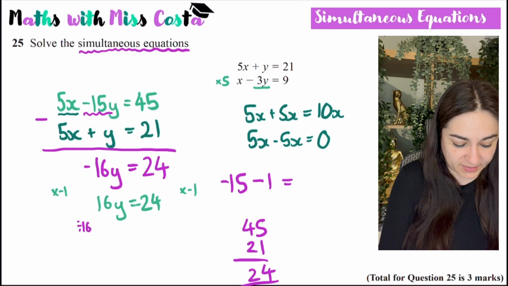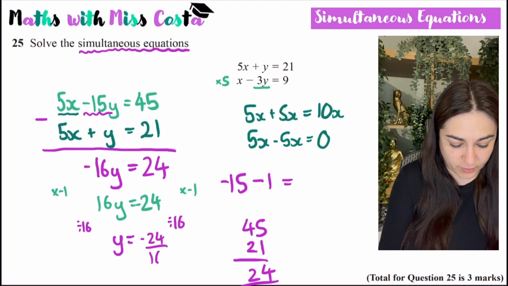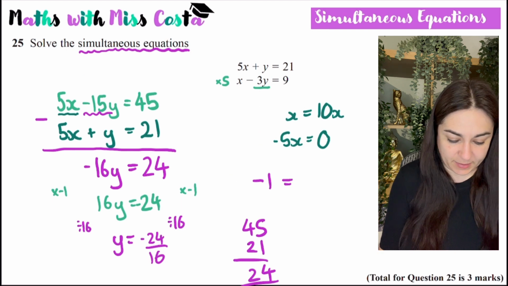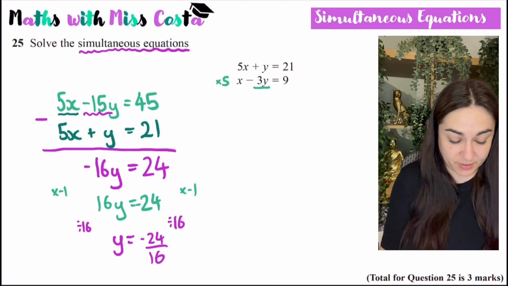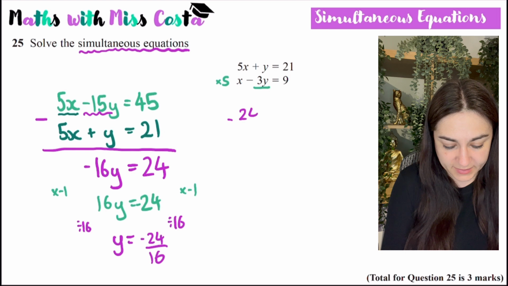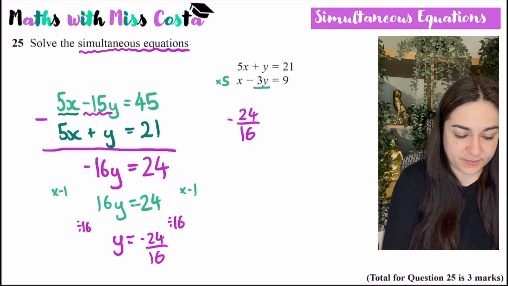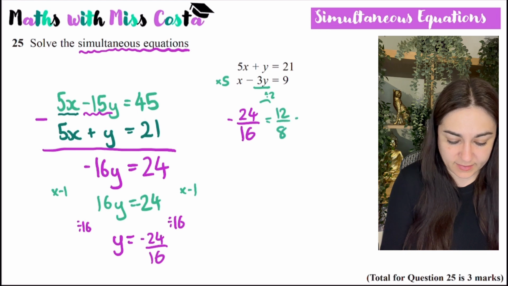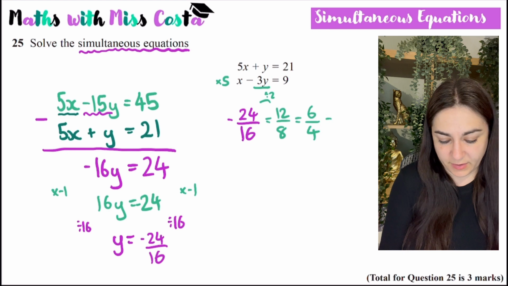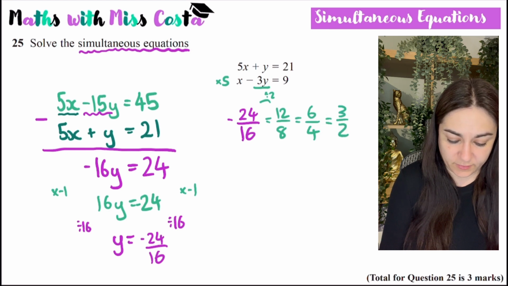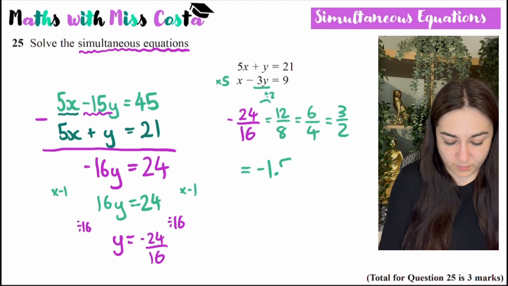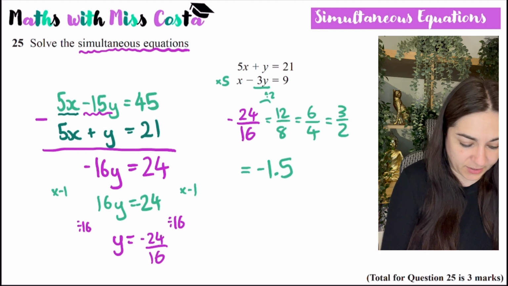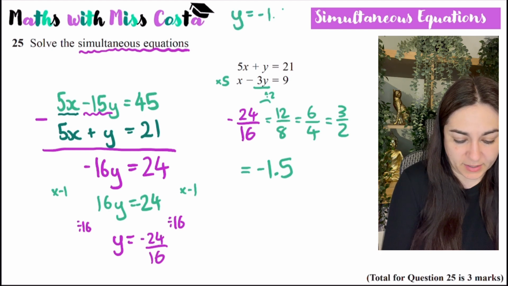I'm going to have to divide both sides by 16. So y is going to be minus 24 over 16. It's a non-calculator paper, so I'm just going to have to simplify this. If I divide it by 2, I'd be left with 12 over 8. Divide it by 2 again, I'd be left with 6 over 4. Divide it by 2 again, I'd be left with 3 over 2. So that would be minus 1.5. So I know that y is minus 1.5.